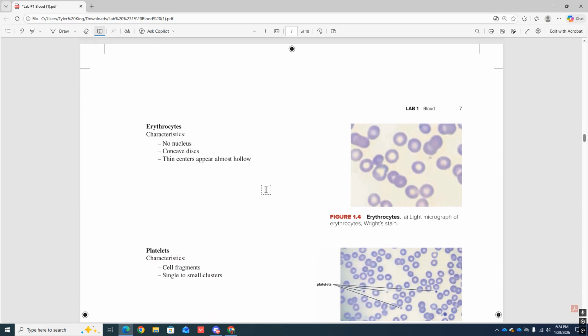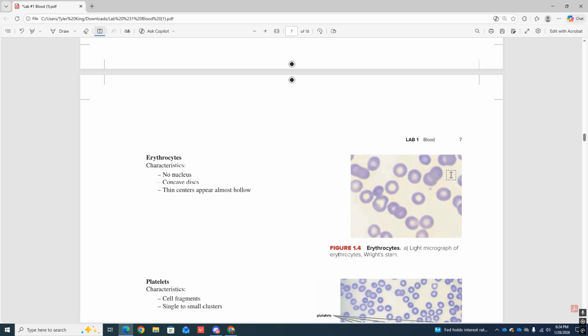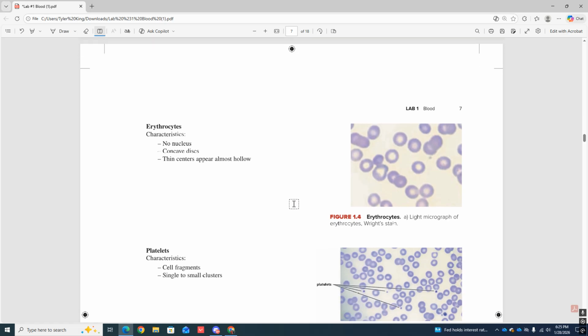So remember, erythrocytes are really hard to miss. It's almost impossible to miss because every single stain that you see is just going to be littered with this stuff. They don't have a nucleus. They look like concave discs. It kind of looks like they're hollow in the middle. That's just because the concavity on the other side is so large that it looks transparent all the way through, but I promise it's 3D. It's not a donut. There are thin centers that appear almost hollow because of the concavity.